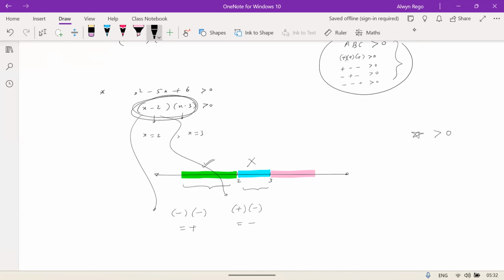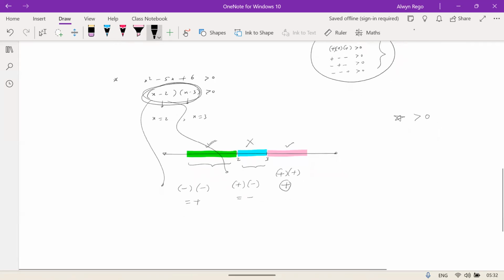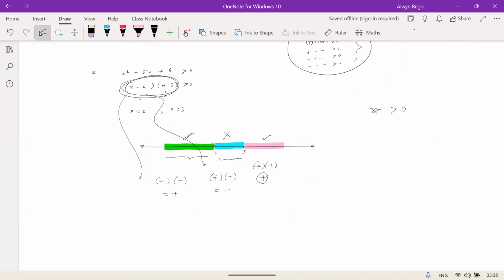If I go beyond 3, let's say I take 100. So 100 minus 2 is positive, and 100 minus 3 is positive here. Positive times positive gives me positive, so this is where I look for solutions. That's how quickly I came up with the zones where solutions exist. I'll say x either belongs to negative infinity to 2, or x belongs to 3 to infinity.